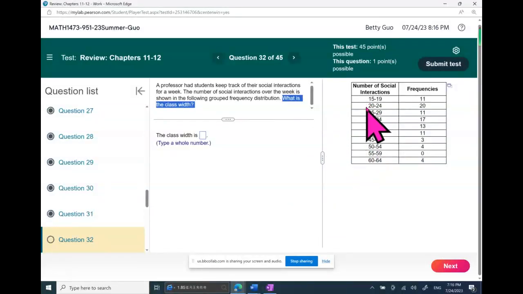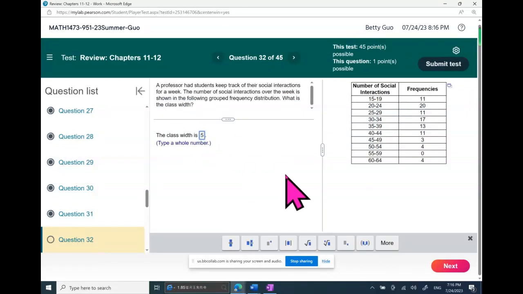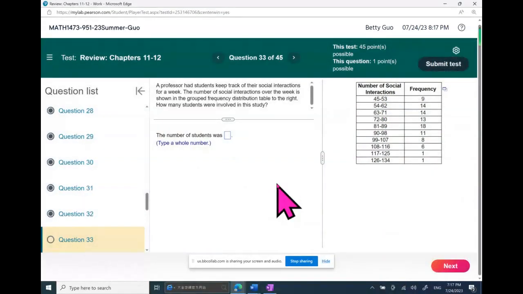Class width is the difference between any two adjacent lower limits. The first class lower limit is 15. The second class lower limit is 20. The difference is 5. By the way, it's not 4, okay? Please do not use 19 minus 15 equals 4. That is very creative, but it is not the definition of class width. Class width, you go horizontal, is the distance between any two adjacent lower limits or upper limits, right? Yeah, 29 minus 24 is also 5. It's just a definition. If you know it, you know it. If you do not know it, then you probably got it wrong.